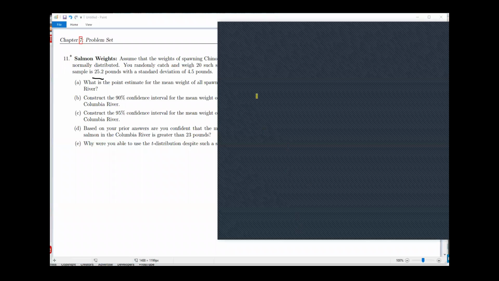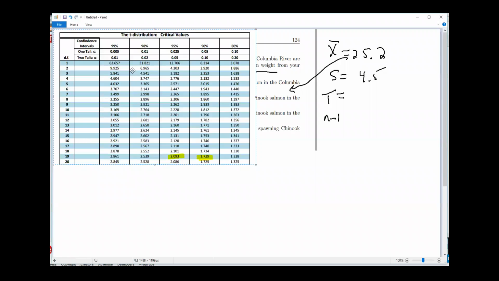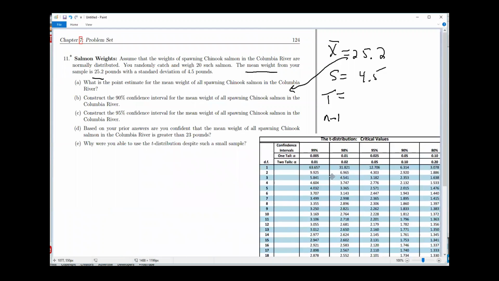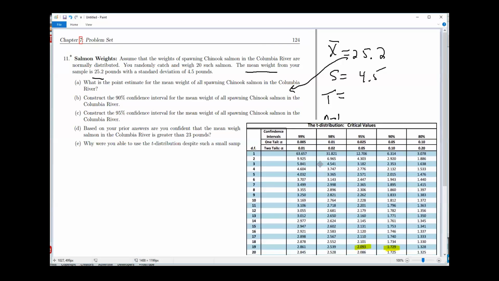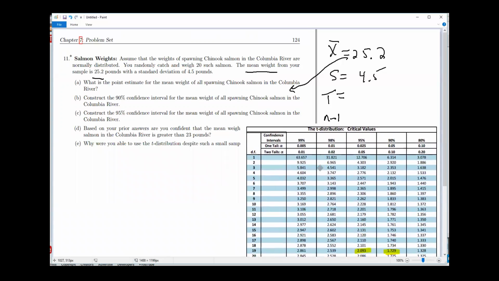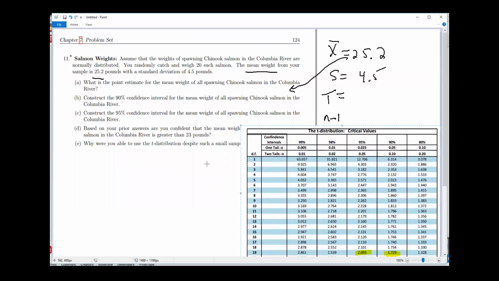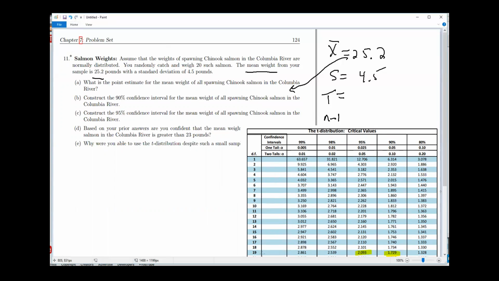So I went to the t-distribution table from the textbook, and I grabbed a picture of that. I'll leave it right here so we can see it. So I've got 19, remember it's n minus 1 degrees of freedom, and I highlighted these. So 19 degrees of freedom. I scrolled over to the 95 column and to the 90 column.